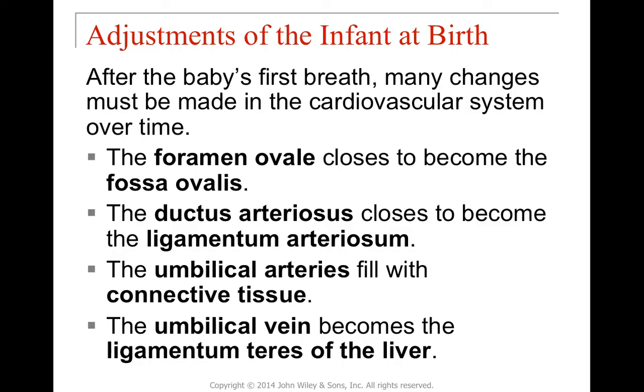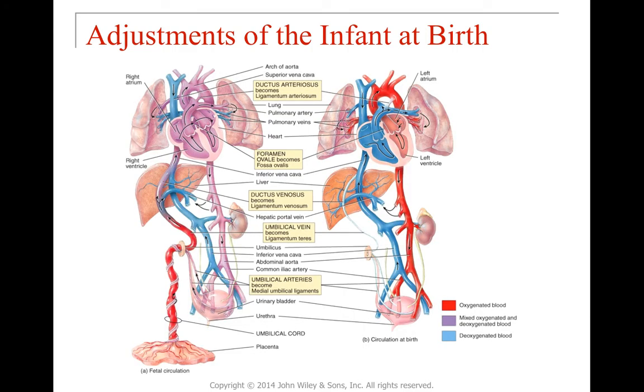The foramen ovale is going to close. Remember, that's the region between the two atria that allows blood to flow back and forth. It's going to close and become the fossa ovalis in the infant heart. The ductus arteriosus is going to close and become the ligamentum arteriosum, and we'll look at that in a second. That's basically the ligament that connects the vena cava region and the aorta. What was previously the umbilical arteries are going to fill up with connective tissue, and the umbilical vein is going to become a ligament that holds the liver. So what do all those things that I just said look like?